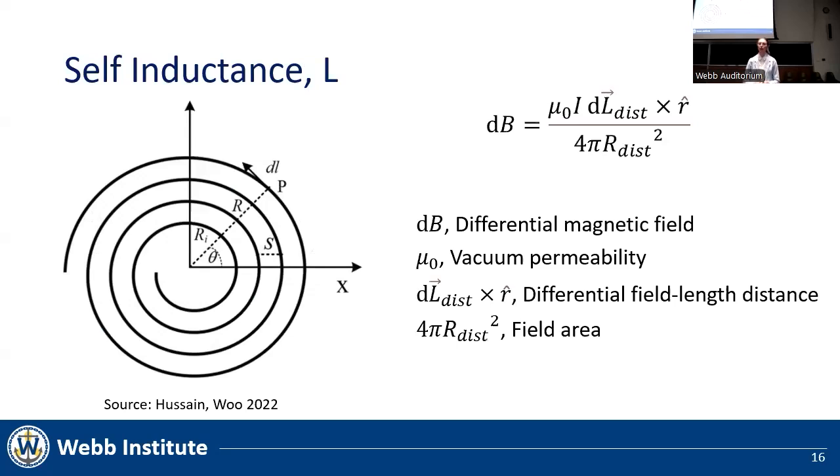Self-inductance is a characteristic of the coil geometry, where a flat planar spiral coil was used. The defining principle to determine the self-inductance is the Biot-Savart law. This is the derivative of the magnetic field depending on the vacuum permeability, current, and the distance of each field length all over the field area.